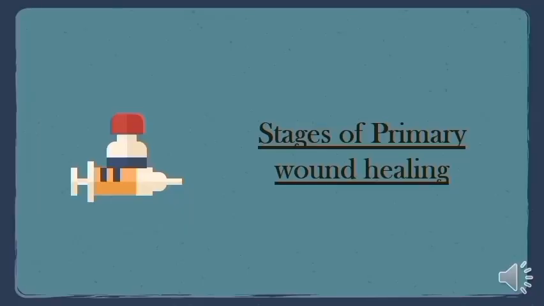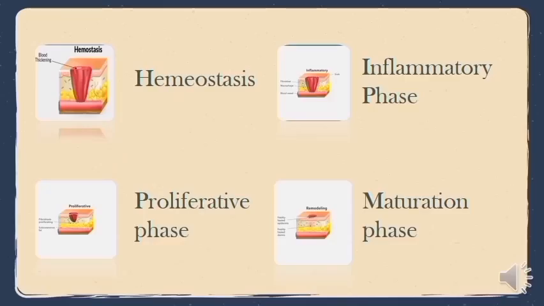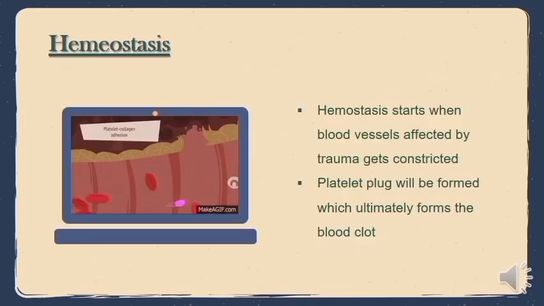Stages of primary wound healing: they are homeostasis, inflammatory phase, proliferative phase, and maturation phase. So what is homeostasis? Homeostasis is a process which starts when the blood vessels affected by trauma get constricted. That is to stop the bleeding, to stop the further blood loss.